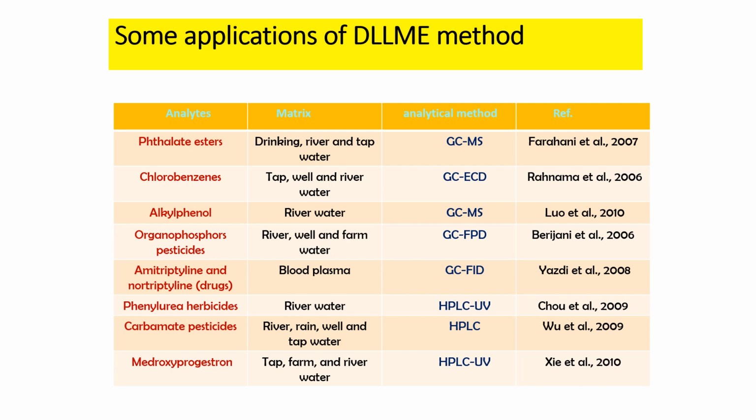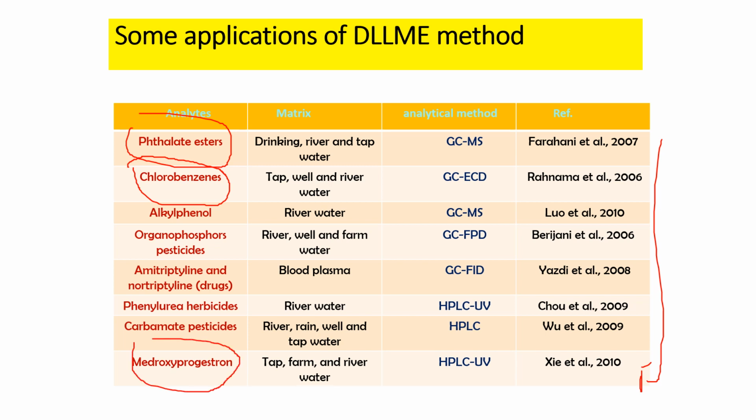Okay, this is an example of a paper. You can go and have a look. You see the analytes are very much related to organic pollutants: phthalic ester, chlorobenzene, medroxyprogesterone, carbamate pesticide. Everything here exists in a water matrix, most of them, except for this one, blood plasma for amitriptyline, which is an antidepressant drug. You can use this and you can get high recovery.